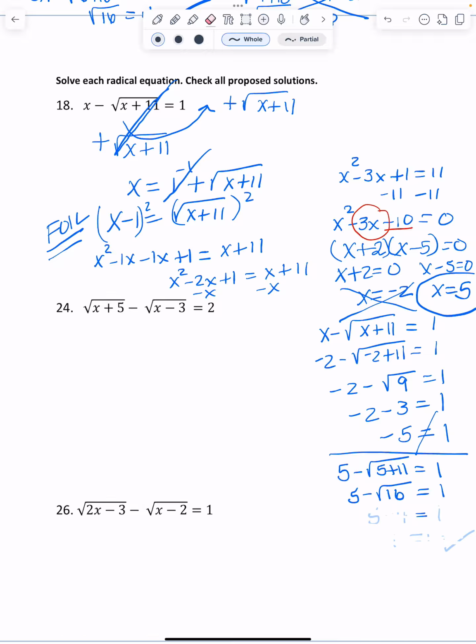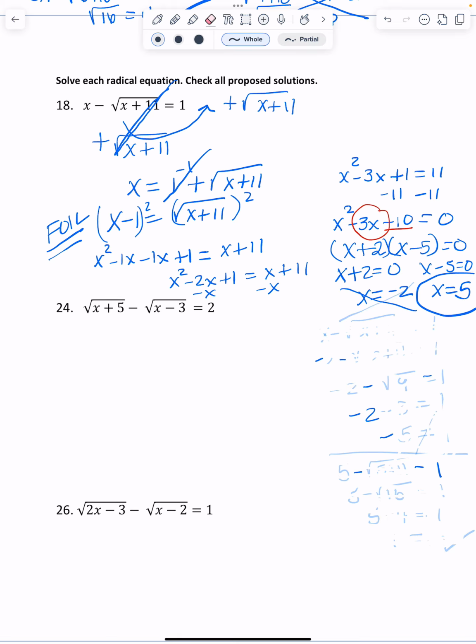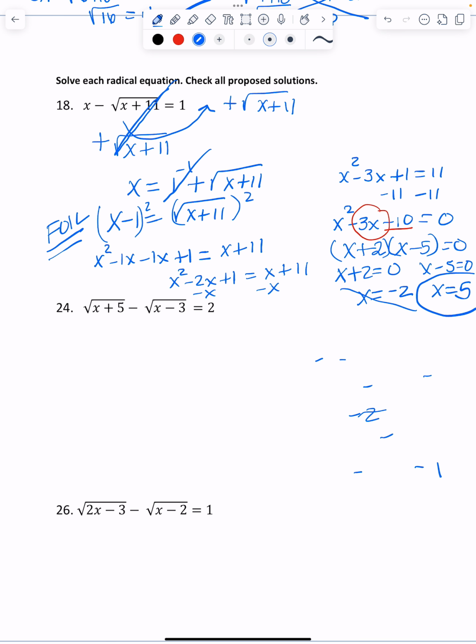All right, so let me erase some of my checking so I have room for this next problem. Yes, it does get even more fun trying to erase.